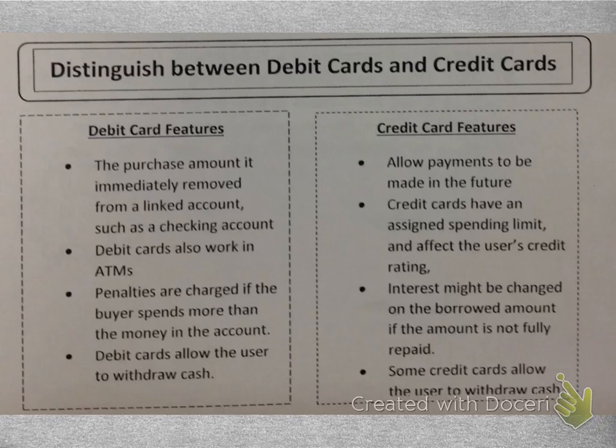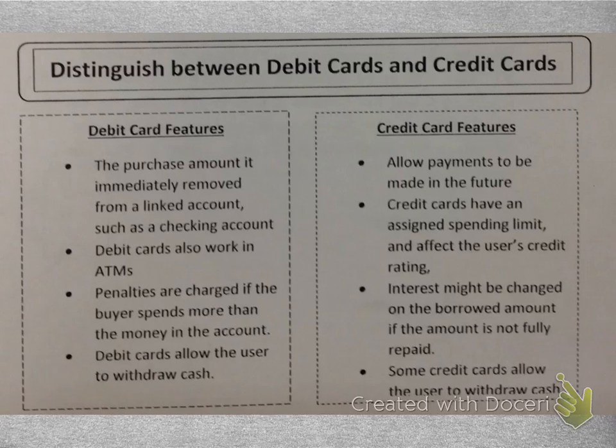Here are the differences between the two. Debit card features: the purchase amount is immediately removed from a linked account, such as your checking account. Debit cards also work in ATMs. Penalties are charged if the buyer spends more than the money in the account, and a debit card allows the user to withdraw cash. Credit card features allow payments to be made in the future. Credit cards have an assigned spending limit and affect the user's credit rating. Interest may be charged on the borrowed amount if the amount is not fully repaid, and some credit cards allow the user to withdraw cash. So those are quickly the differences between the two.